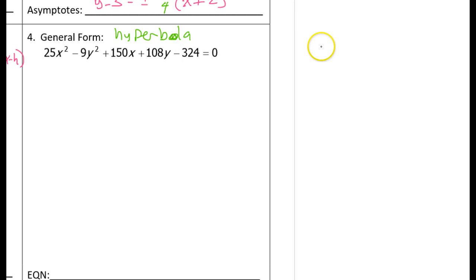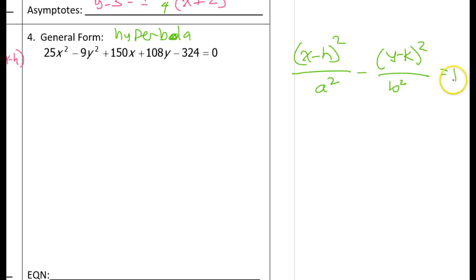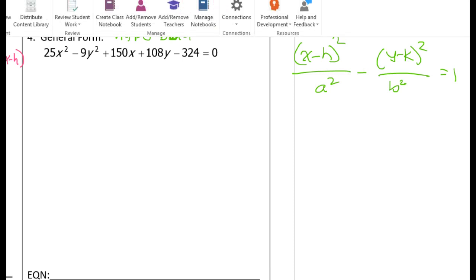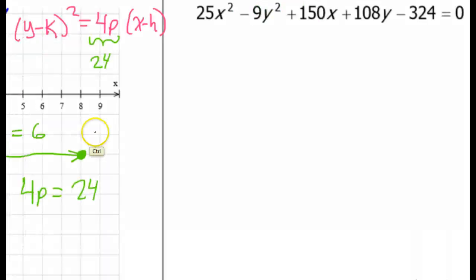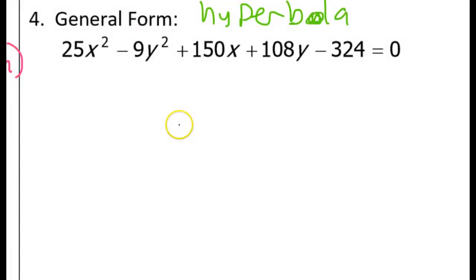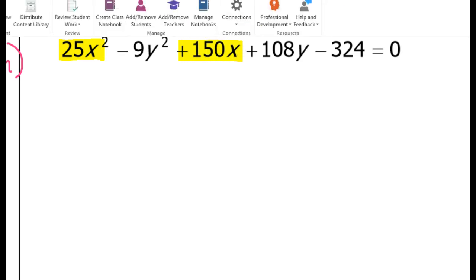All right, so in the back of your mind, just remember that the hyperbola goes like this. We have x minus h squared over a squared minus y minus k squared over b squared is equal to 1. So this is the shape of the equation that we should end up with. So how do we get there? Well, we need to complete the square. So the first thing I'm going to do is group together my x terms and my y terms.